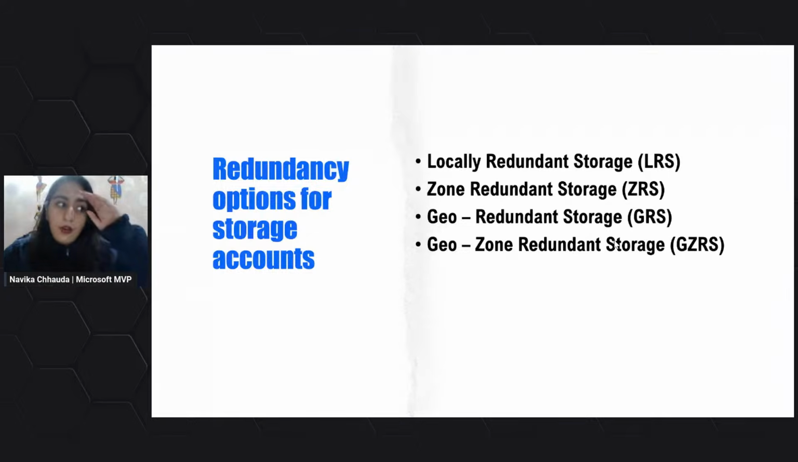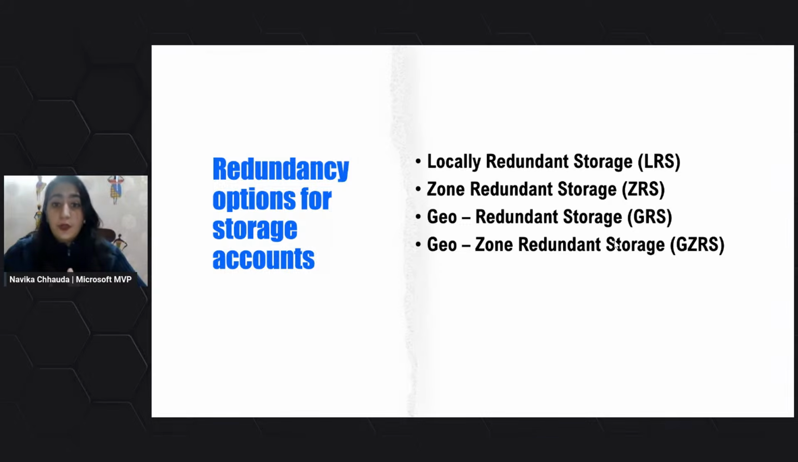Redundancy means how secure our data would be, right? So we have these four different redundancy options. The first one is LRS, that stands for locally redundant storage. Then we have ZRS, zone redundant storage, GRS, geo redundant storage, and then we have GZRS, that is geo zone redundant storage.